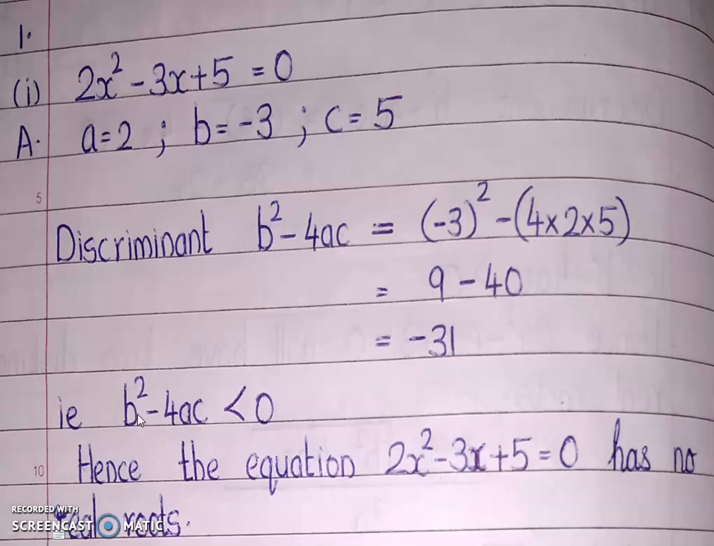Negative 31. You got a negative number. That is B square minus 4AC is less than 0. What did you learn in the previous slides? If B square minus 4AC is less than 0, the equation will not have any real roots. Hence, the equation 2x square minus 3x plus 5 equal to 0 has no real roots.